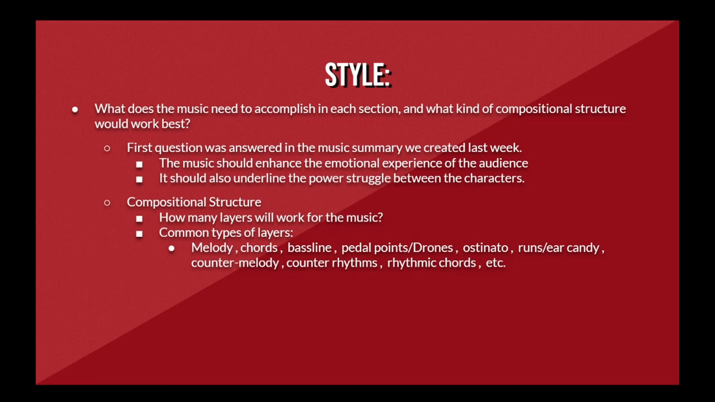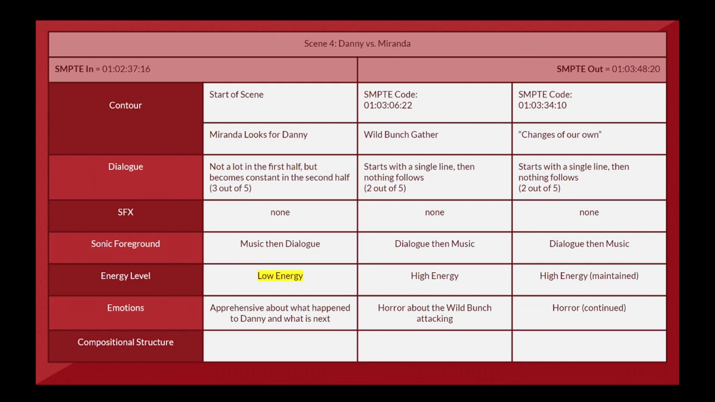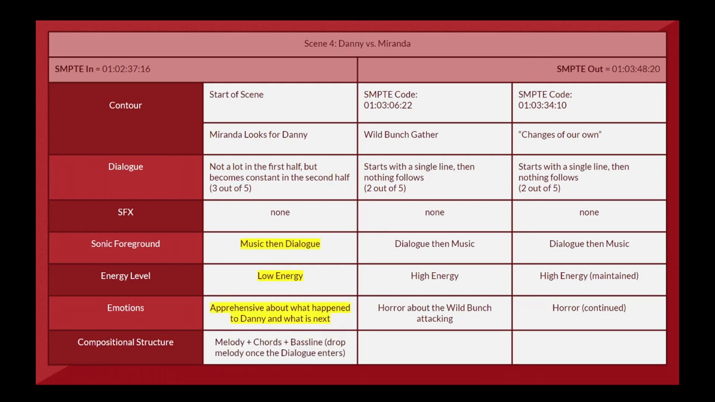For Section 1, we have a low-energy moment, where the music starts in the foreground, but then needs to fall back. The primary emotion we're trying to underline is apprehension, so I think a basic combination of melody, chords, and a bass line should be more than effective here. Once the dialogue comes in, we can drop the melody and switch to just chords and a bass line.